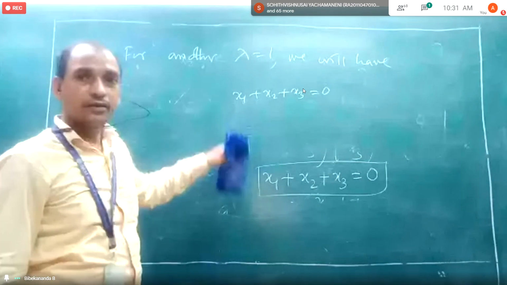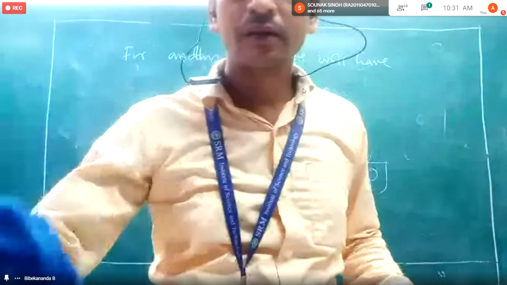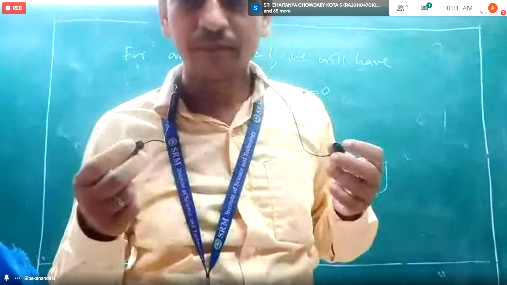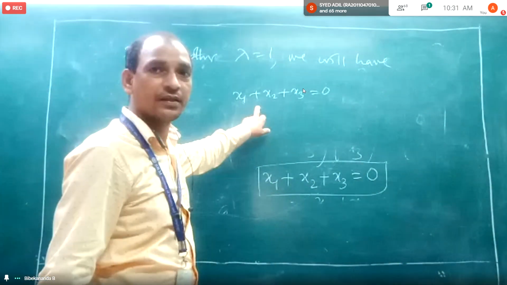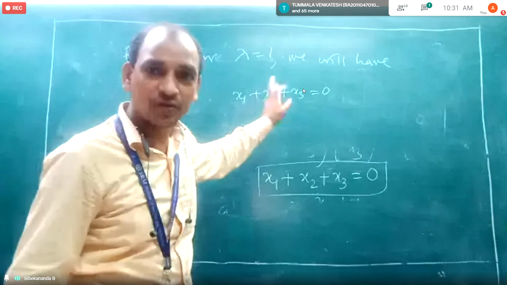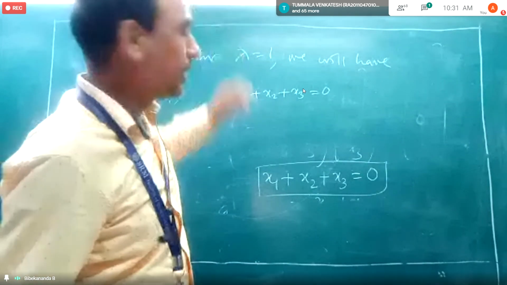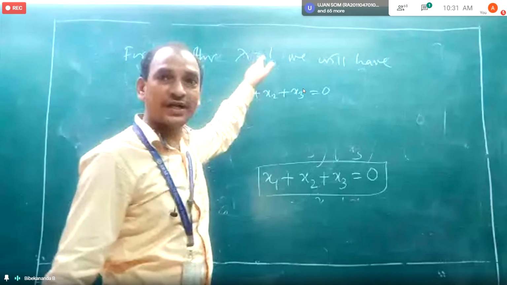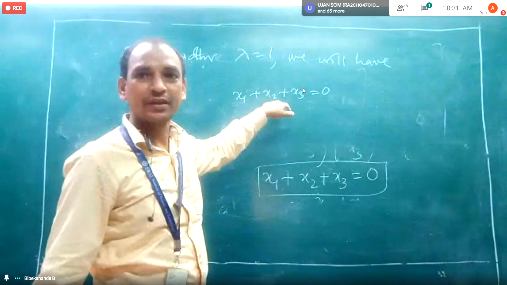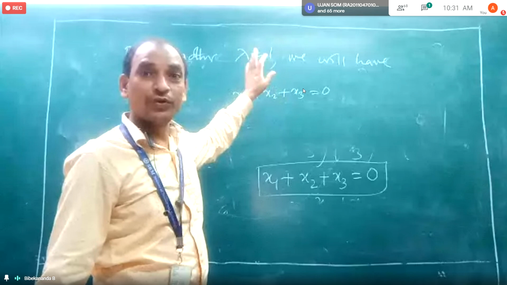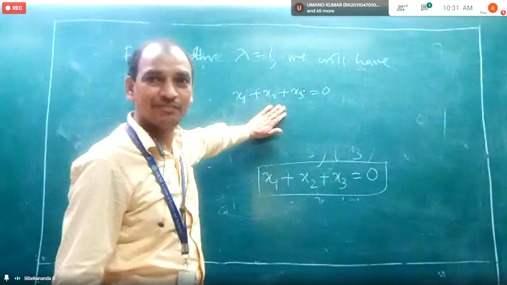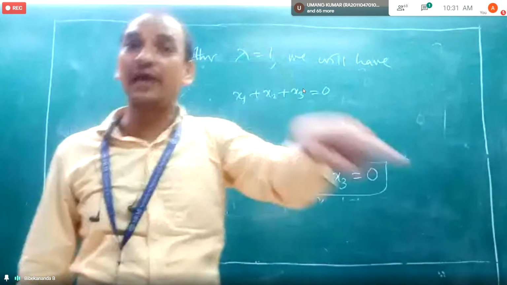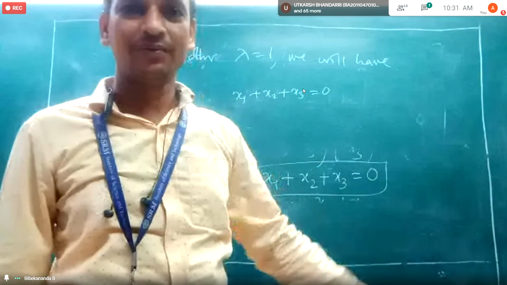Sir, could you repeat that again? We were not able to hear you, there was a big lag. Whatever I have written, yes. For lambda equal to 1, we already derived the equation. Again, if I put lambda equal to 1, I will get the same equation, so I will not write the same eigenvector which I have written before.